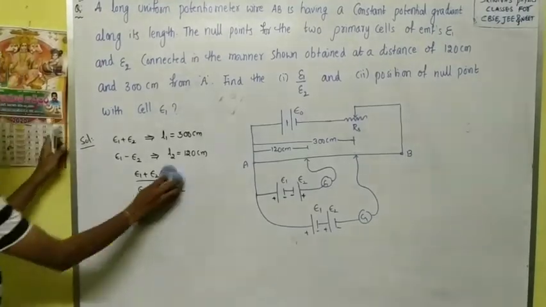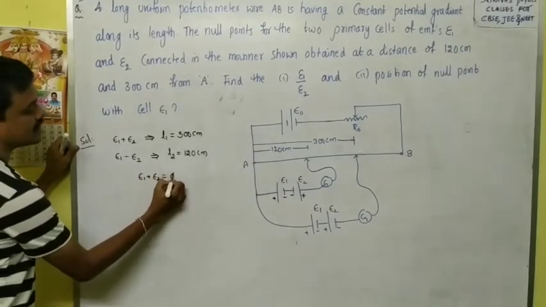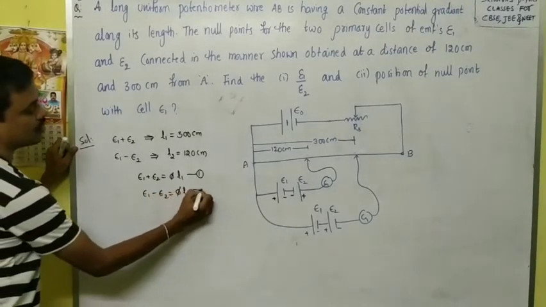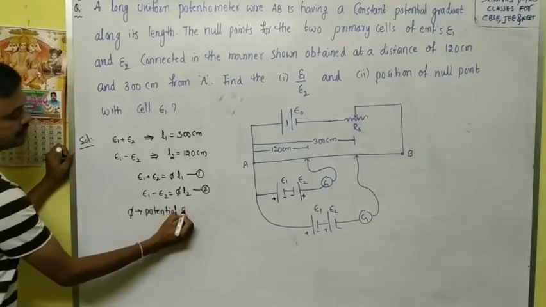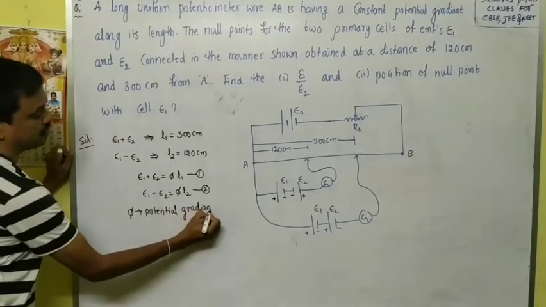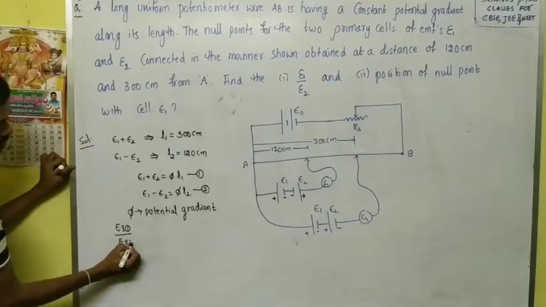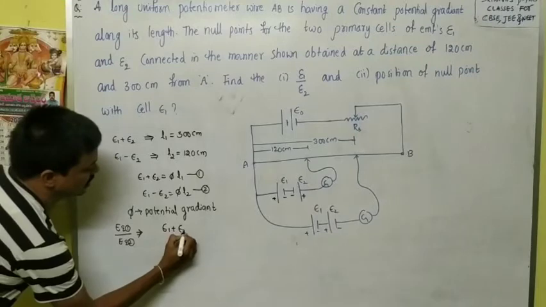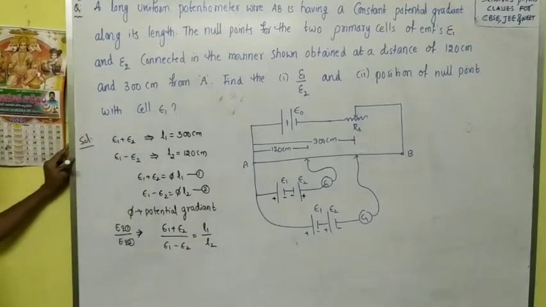Also, we have one formula from the derivation. E1 plus E2 we will get as phi L1, and E1 minus E2 we will get as phi L2. You know already, phi is the potential gradient. Now we can divide equation 1 and 2. Equation 1 by equation 2 we will do. Then we will get (E1 plus E2) by (E1 minus E2) is equal to L1 by L2. Now we have to simplify by substituting the values.